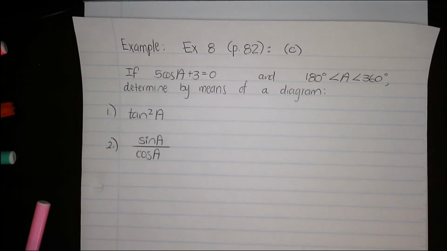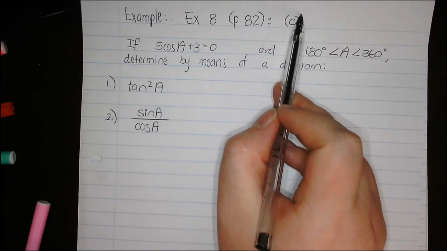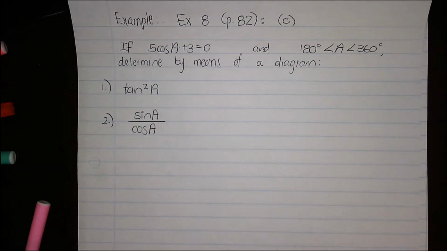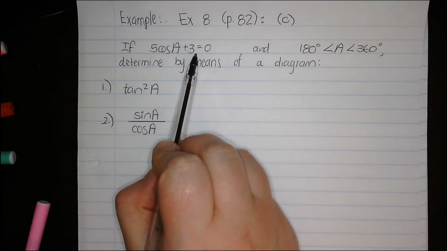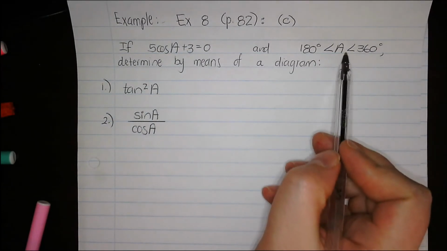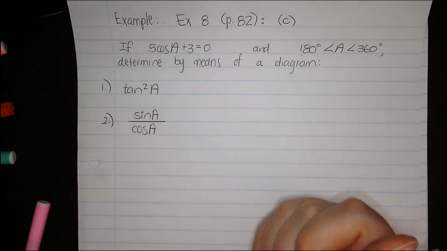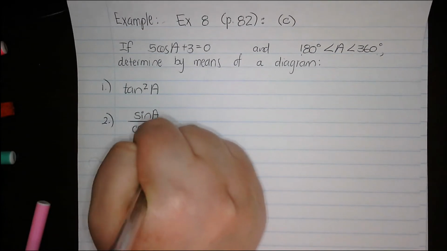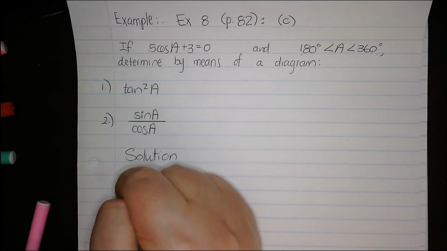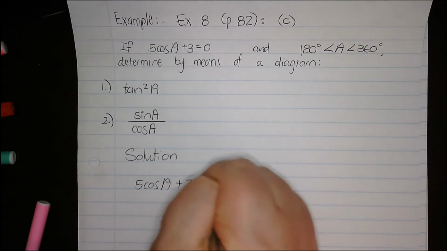One last question. This is from exercise 8 on page 82. I'm going to do question C. It says if cosine of A plus 3 is equal to 0 and A lies between 180 and 360, determine with the use of a diagram. So first we need to look at 5 cosine of A plus 3 equal to 0.